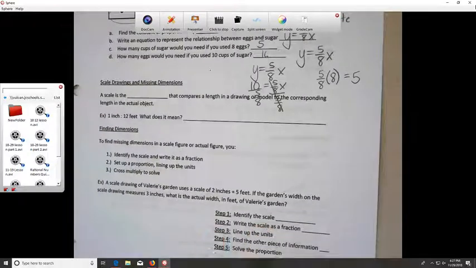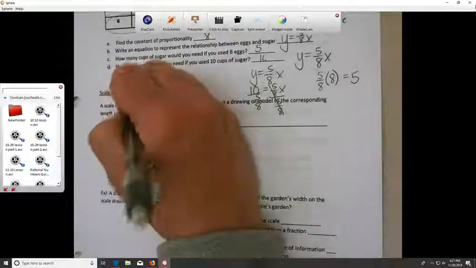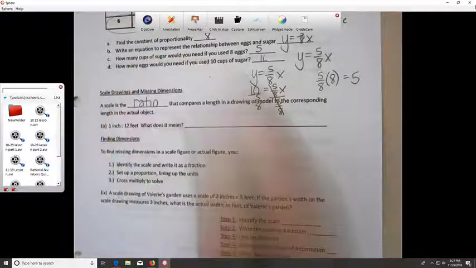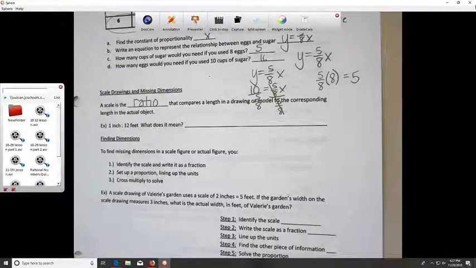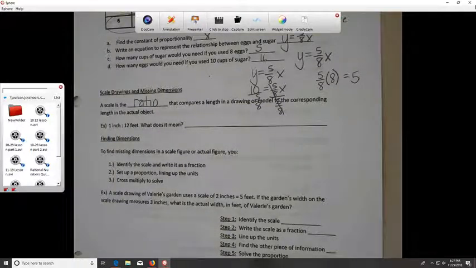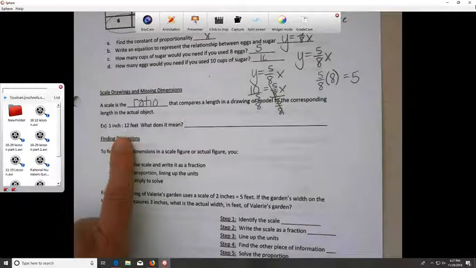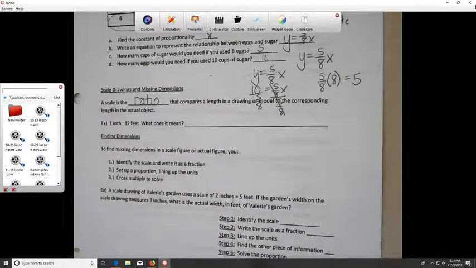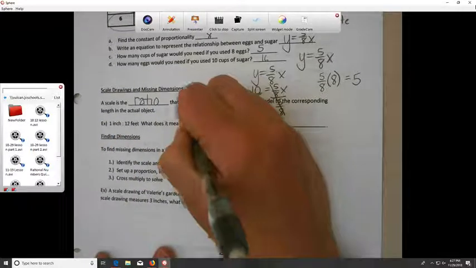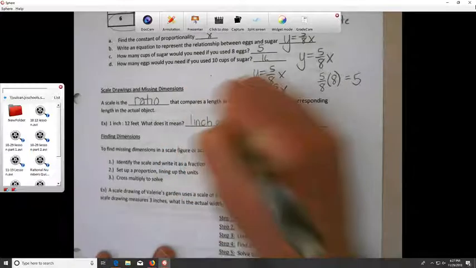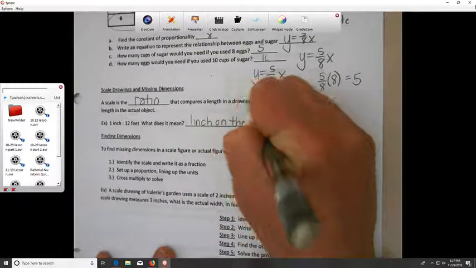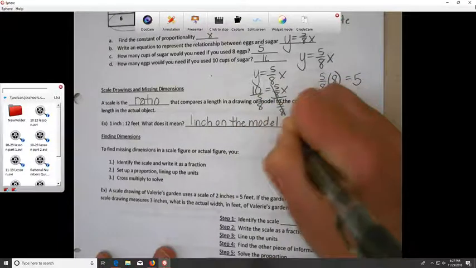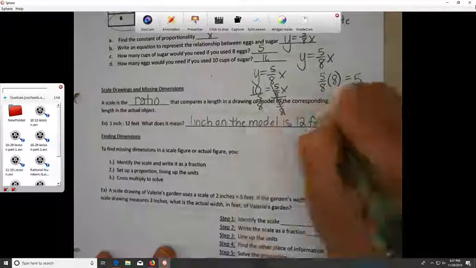All right, the next thing we talked about was finding missing dimensions on scale drawings. So a scale is the ratio that compares the length in a drawing or model to the corresponding length in the actual object. So here's an example of a scale, 1 inch to 12 feet. Well, what does that mean? Well, it means 1 inch on the model is 12 feet in real life.